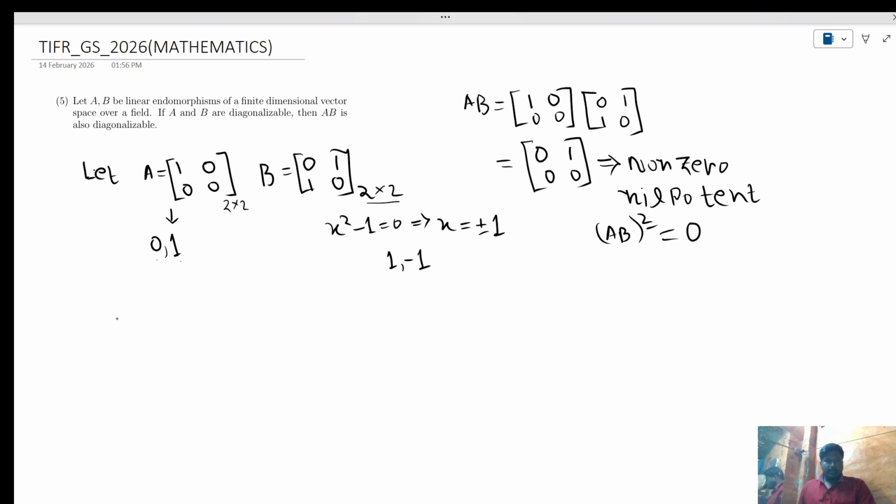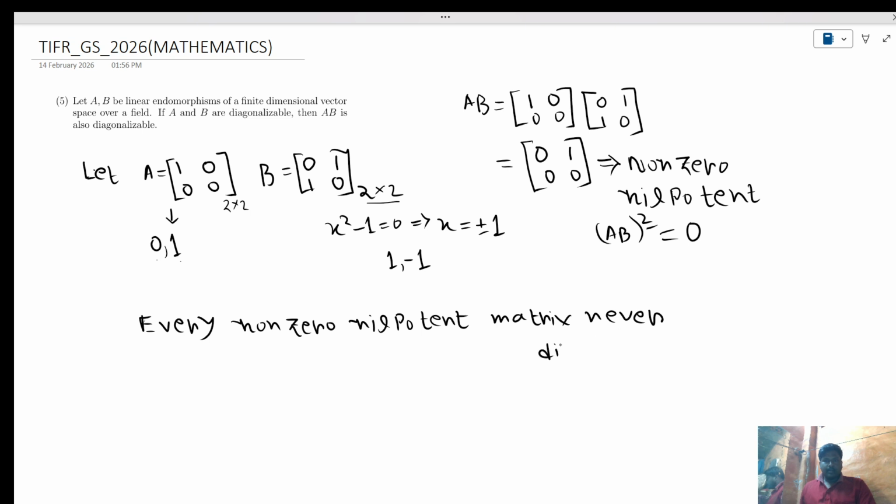And we know that every non-zero nilpotent matrix is never diagonalizable.